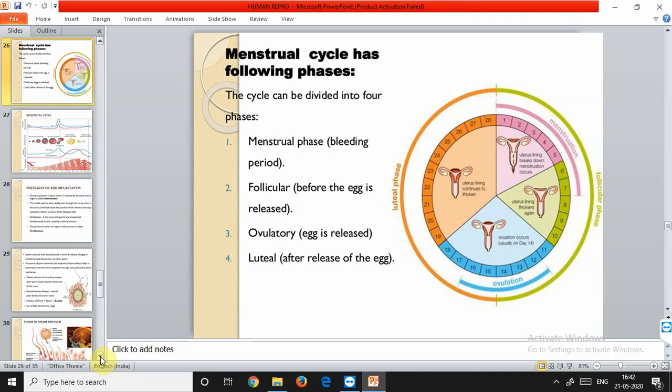Now it follows the menstrual phase, that is, it occurs just after the menstrual phase and lasts for about 10 to 12 days, that is, from the 5th day to the 14th day of the menstrual cycle. And what changes does it accompany? Under the stimulation of the hypothalamus, there is increased secretion of FSH from the anterior pituitary. That is, from the anterior pituitary the amount of follicle stimulating hormone increases, and this FSH stimulates the change of the primary follicle that was formed in the ovary, and now this primary follicle changes into the Graafian follicle.